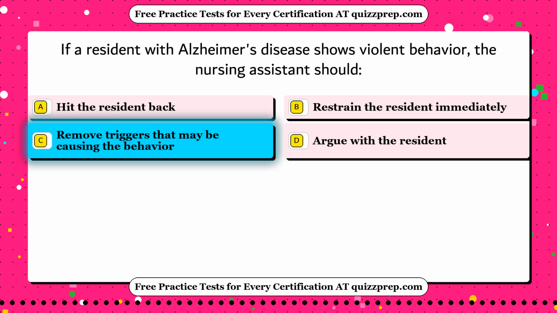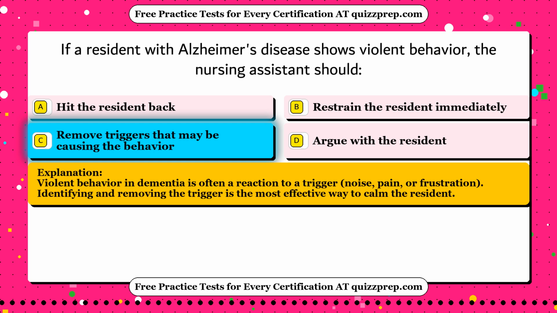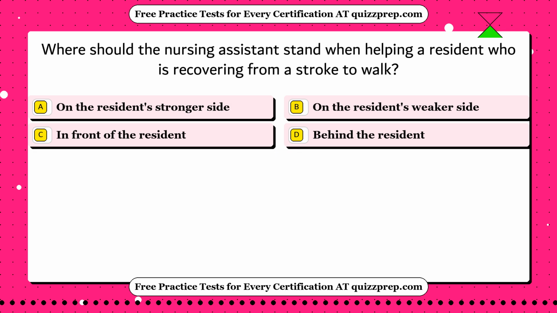The correct answer is option C. Remove triggers that may be causing the behavior. Violent behavior in dementia is often a reaction to a trigger, noise, pain, or frustration. Identifying and removing the trigger is the most effective way to calm the resident. Question 63. Where should the nursing assistant stand when helping a resident who is recovering from a stroke to walk?